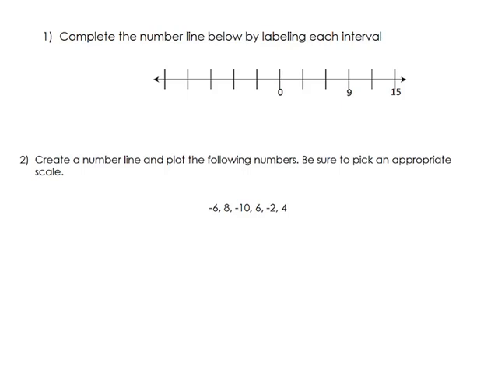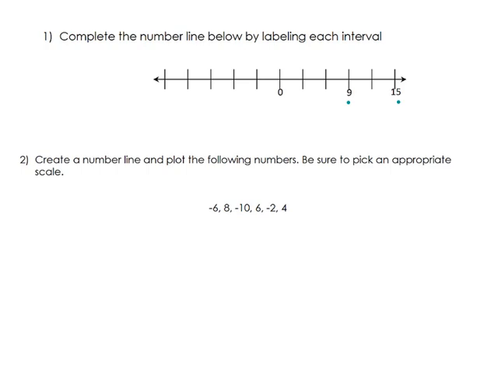Looking at this first question, it says complete the number line below by labeling each interval. We have seen many examples of using a scale of 1 on these number lines. However, the first thing that I notice is that I am given two integers on the number line already. They are 9 and 15.